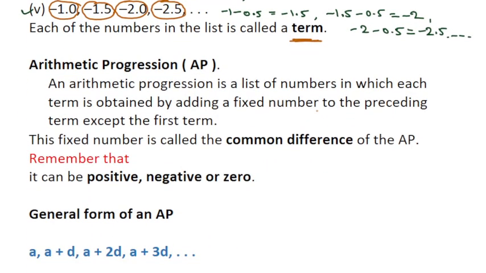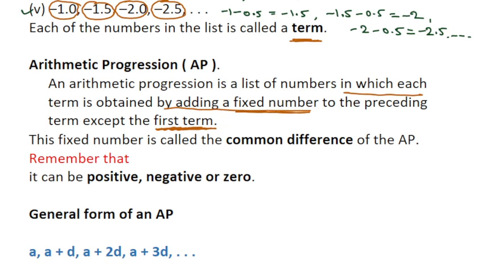The definition of arithmetic progression is like this. An arithmetic progression is a list of numbers in which each term is obtained by adding a fixed number to the preceding term except the first term. So it means that every term in the list can be obtained by adding a fixed number to the previous number except the first term. It means to write any AP, you should know the first term and the fixed number.